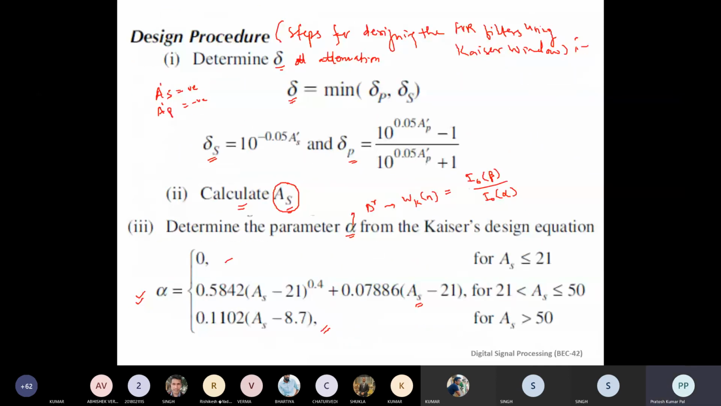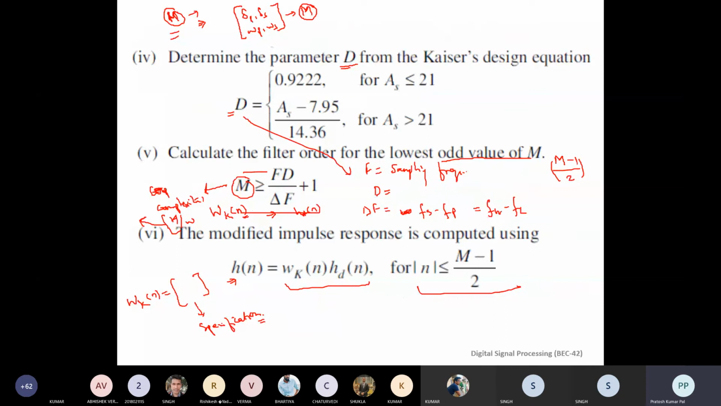the window, the expressions that we were having, yes, the similar expressions we are having here.